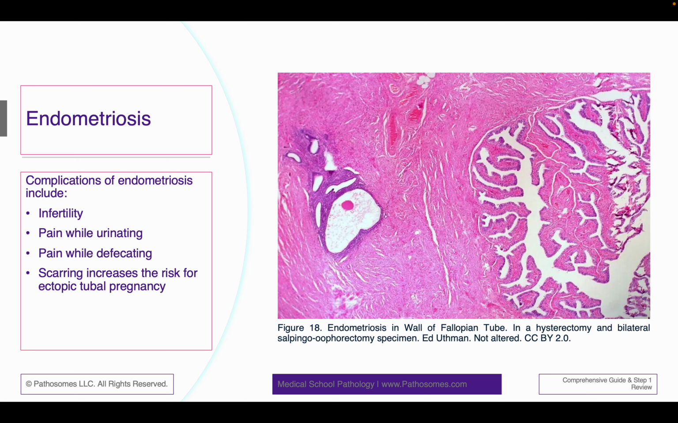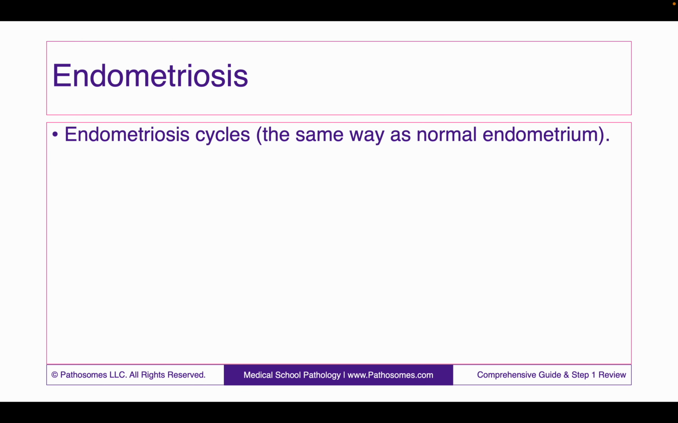Complications of endometriosis include infertility, pain while urinating, pain while defecating, and potential scarring, which increases the risk for ectopic tubal pregnancy. To the right here, for example, we can see endometriosis in the wall of a fallopian tube. Endometriosis cycles the same way as normal endometrium.